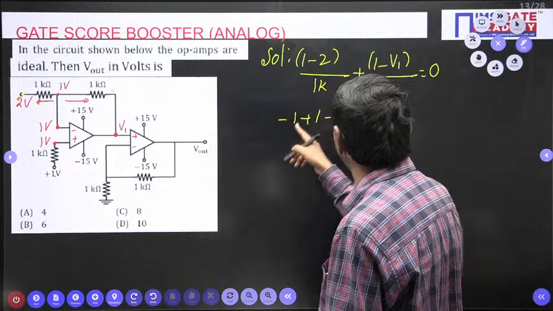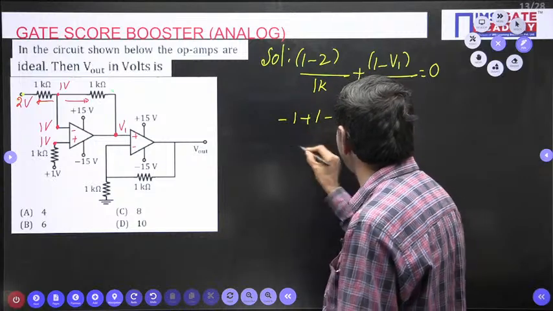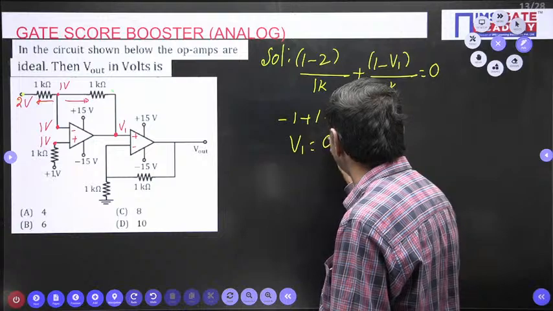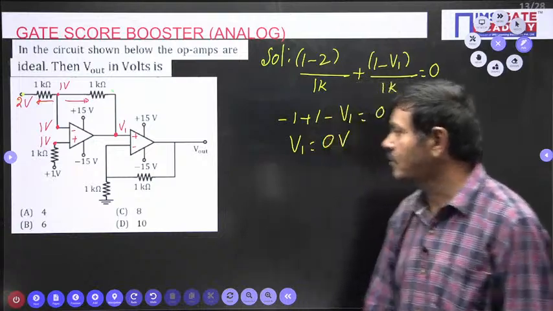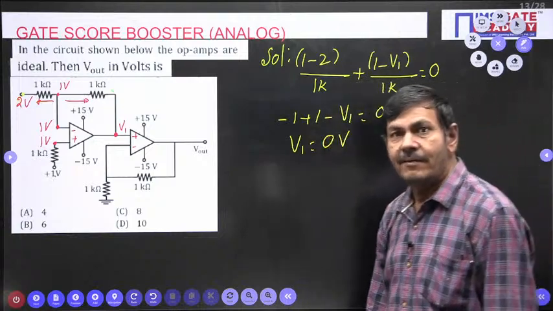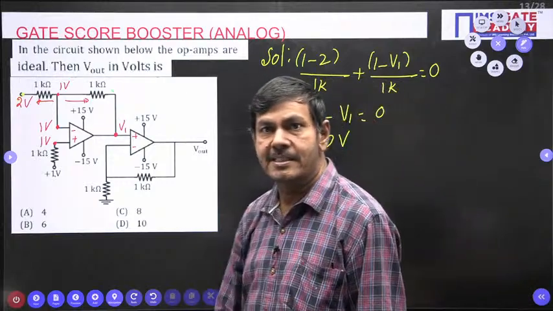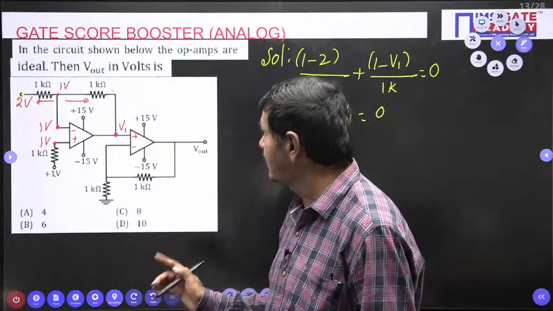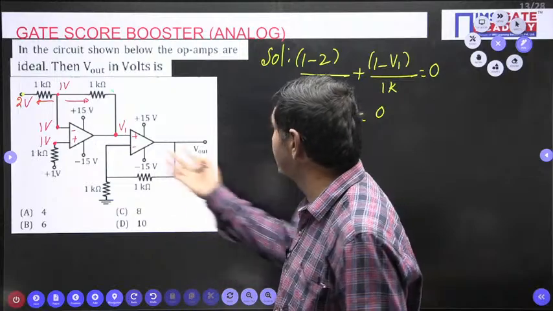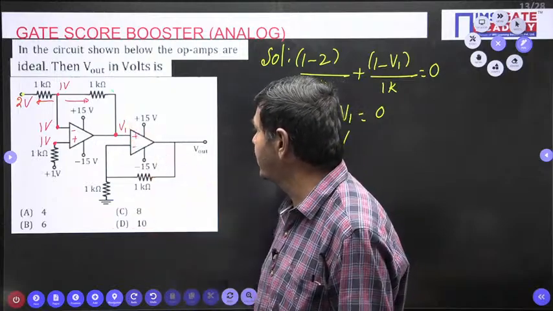1 minus 2 minus 1 plus 1 minus V1. V1 comes as a 0 voltage. If V1 is a 0 voltage, 2 voltage, 0 voltage means directly you are getting totally 0. It won't work only now. Okay, this is a 0 voltage I am getting now.